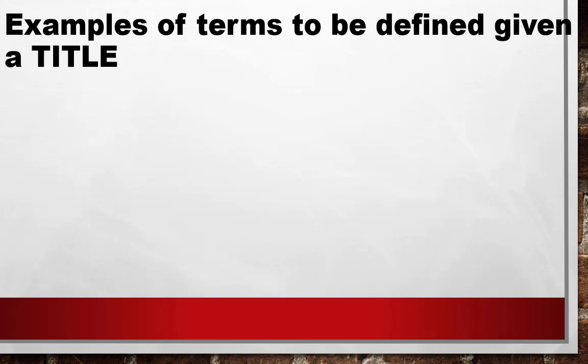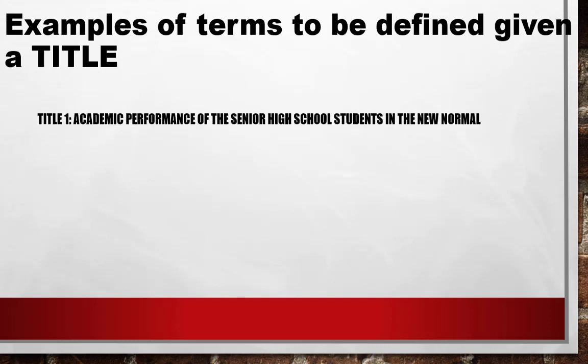So, examples of terms to be defined given a title. As I have mentioned a while ago, we will use our title and statement of the problem as our basis in selecting the terms to be defined. So if given a title, how can we choose the terms to be defined? Say for example, the title is Academic Performance of the Senior High School Students in the New Normal. So that is the title. So the terms to be defined could be academic performance. Others also separate the two, the academic and the performance.